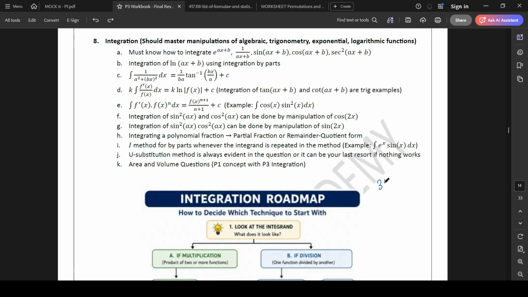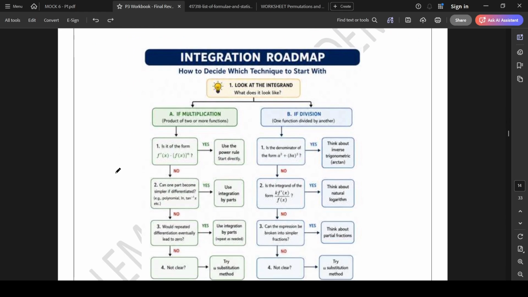I have been recording the video for approximately 30 minutes, so I hope that all the key pointers I have explained in detail. Now let's look into the integration roadmap.